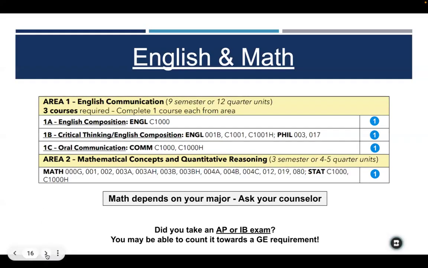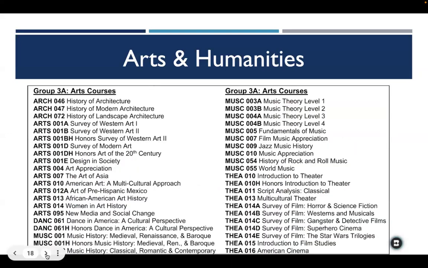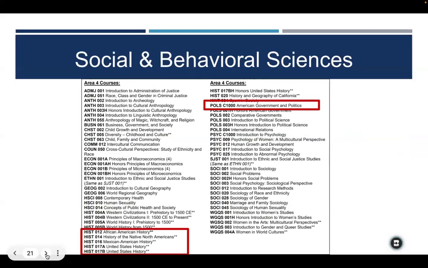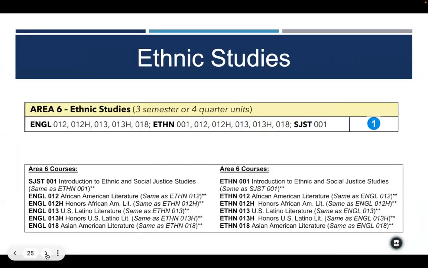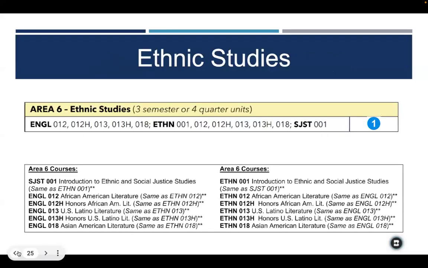And then what we have to do is we have to take a total of four classes from areas 3, 4, 5, 6, or 7. So again, it would be the two English, the math, and then a total of four more classes from those areas. And you must have at least two different areas hit.